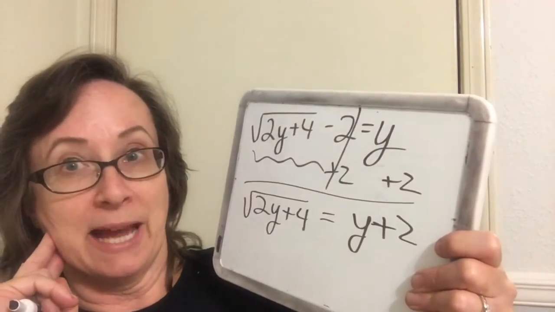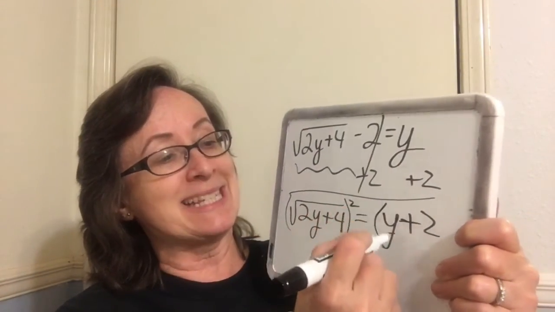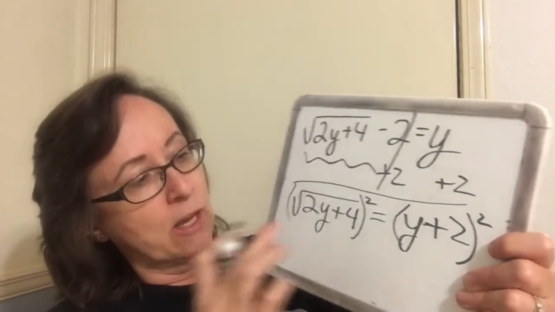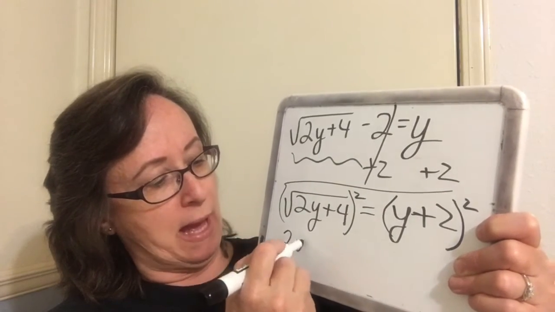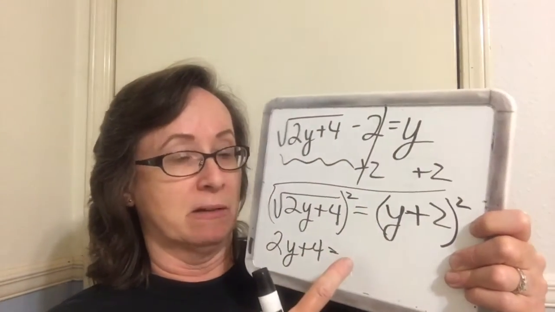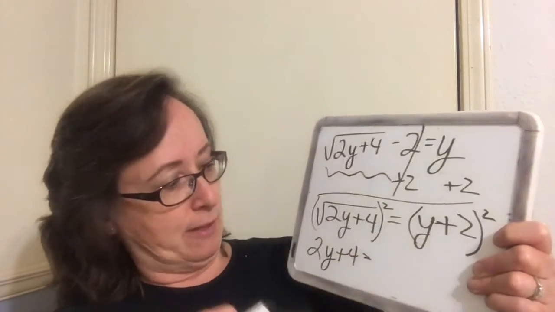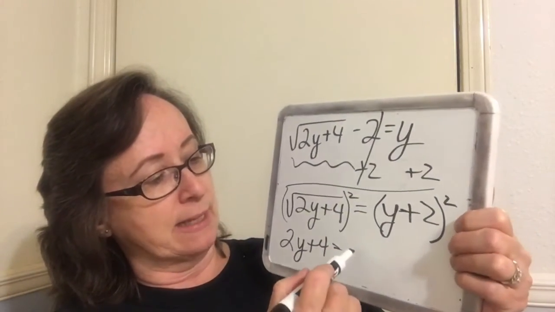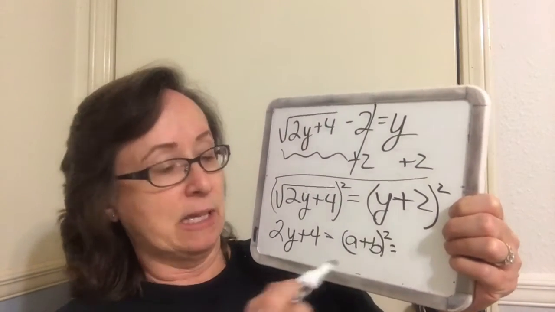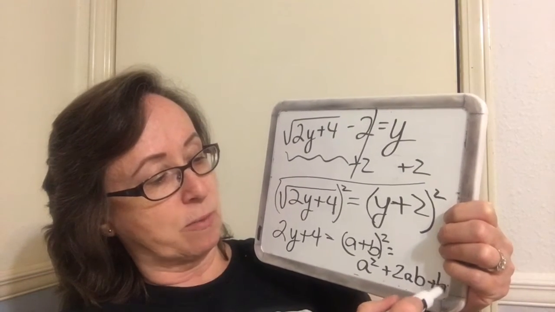We don't know. We're going to have to go through the process. So now we're going to square both sides, never individual terms. Square whole sides. When we square the radical, we just get 2y plus 4. When we square a binomial, we have a pattern for that. Remember, the pattern is, I'm going to write it down and then I'll erase it. A plus b, quantity squared, is equal to a squared plus twice ab plus b squared.